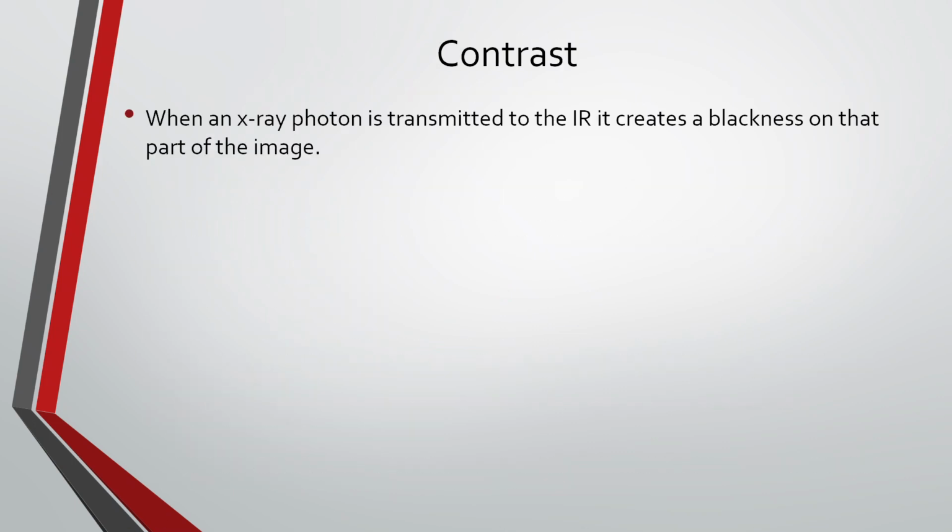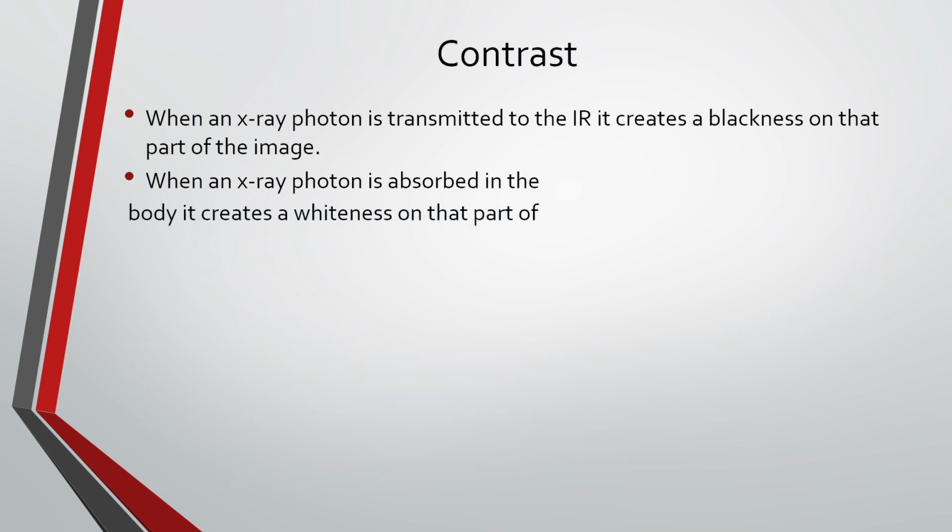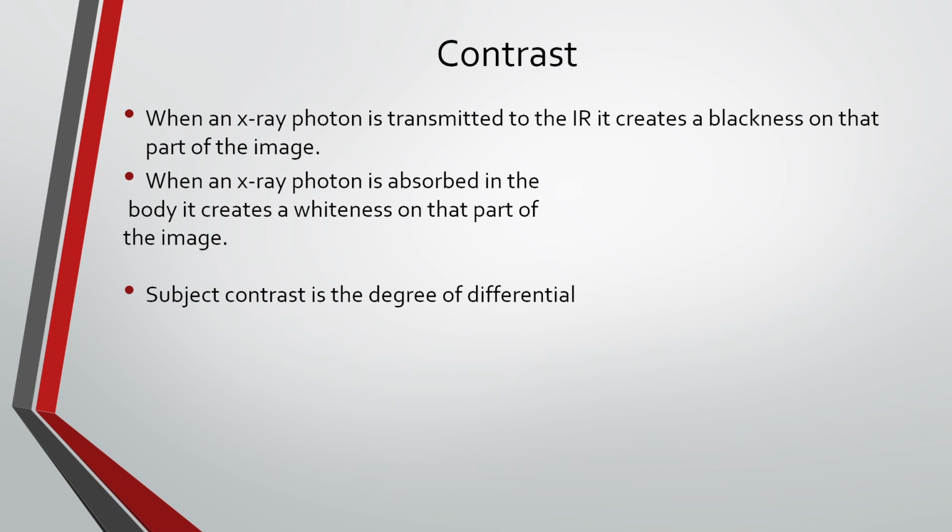We'll continue with contrast. When an X-ray photon is transmitted to the IR, it creates a blackness on that part of the image. So the more X-rays that are transmitted to a part of the image receptor, the more black that area becomes. When an X-ray photon is absorbed in the body, it creates a whiteness on that part of the image. So when the X-ray photon gets absorbed inside the body, it creates more and more whiteness on the image.